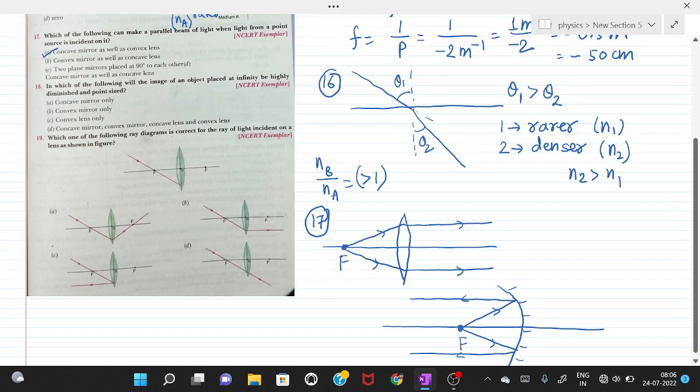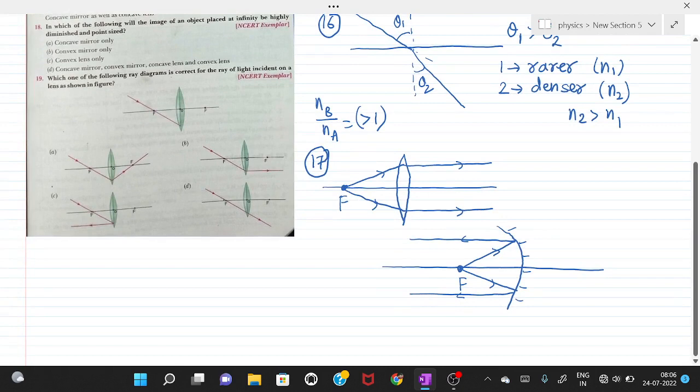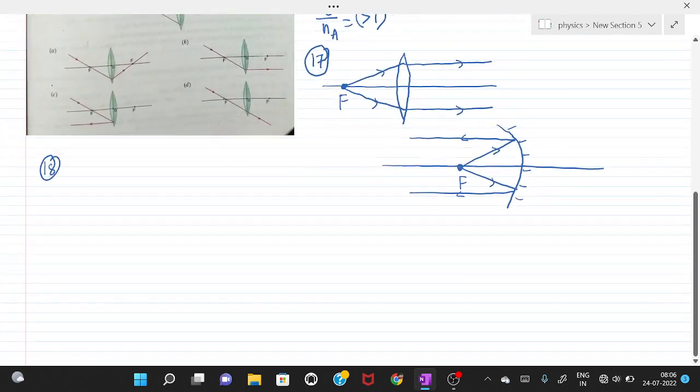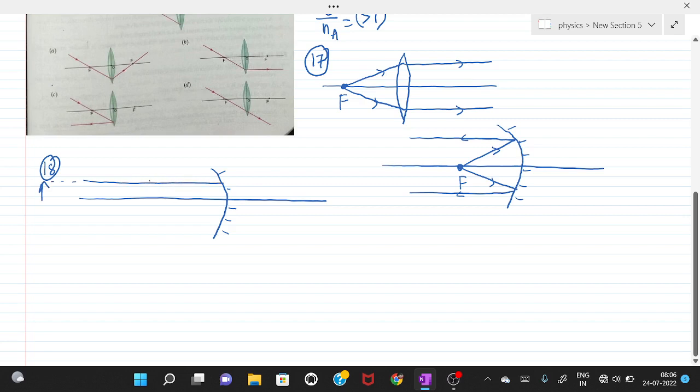In which of the following will the image of an object placed at infinity be highly diminished and point size? So my dear, we know that whenever an object is placed at infinity, for question number 18 I am discussing, if we have a concave mirror, and the object is at infinity, what kind of rays come? The rays come parallel to the principal axis from the object, and after reflection they converge at the focus. And at the focus, what do we get? At the focus we get a highly diminished real image.